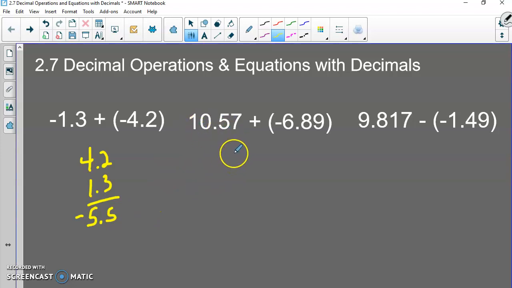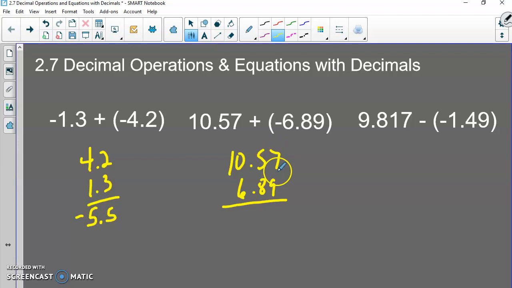Okay, here we have 10.57. I'm going to go ahead and put that on the top. I've got 6.89. That's on the bottom. Now look at the signs. The signs are telling us to subtract because these are different signs, positive and negative. I know it's going to be a positive answer because my biggest number is positive.